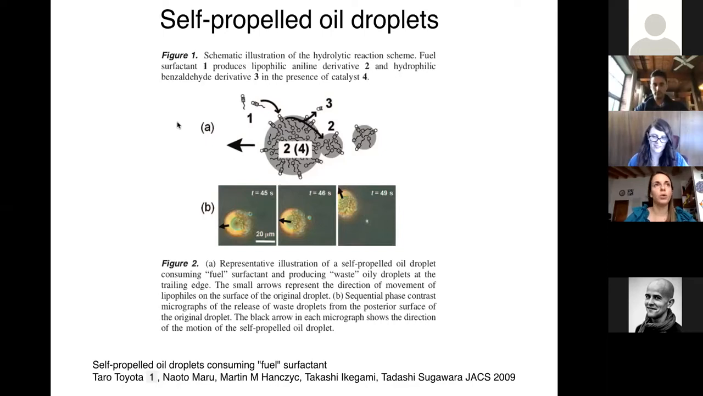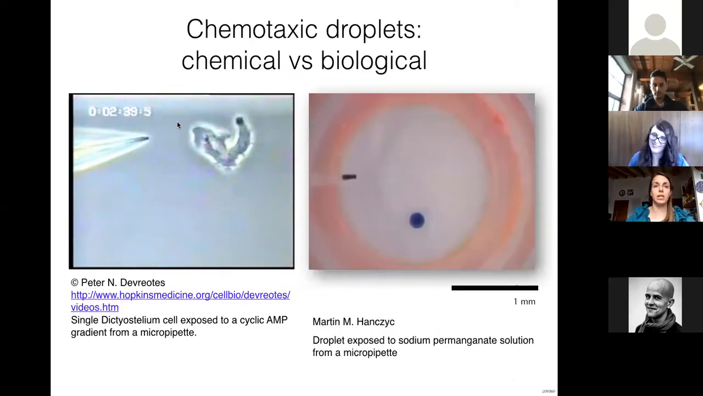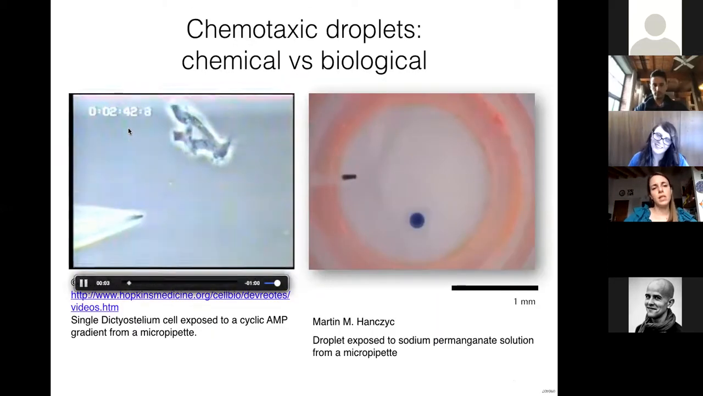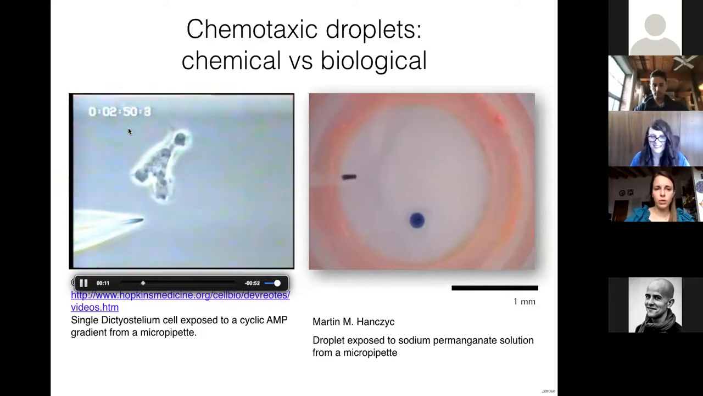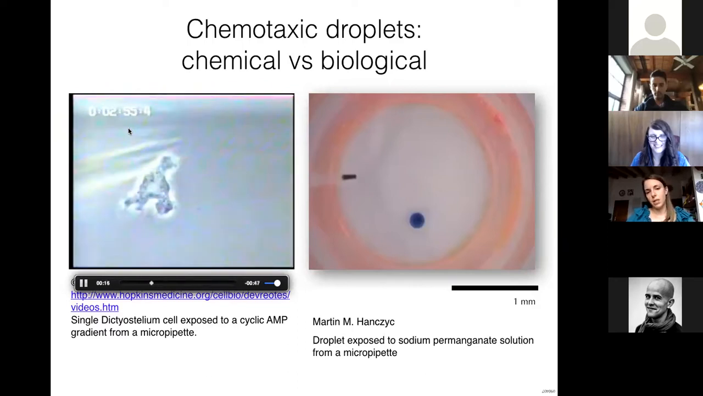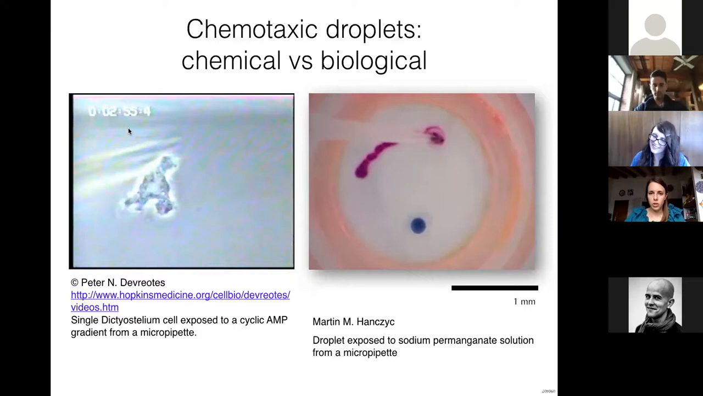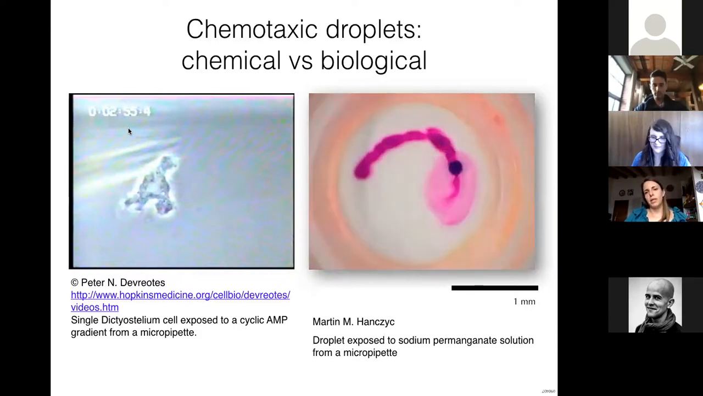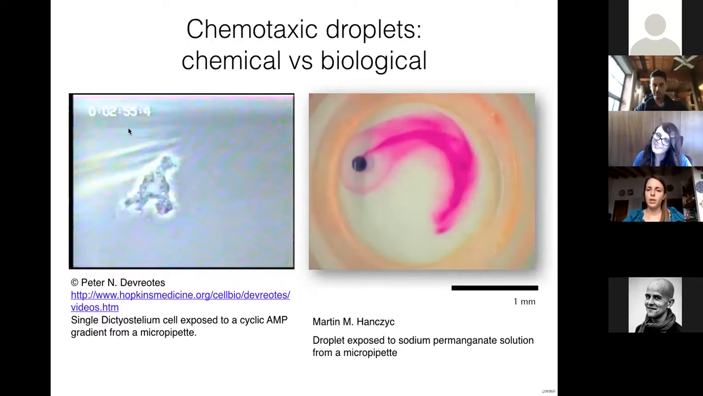So this, we could call it more like chemokinesis because it's, let's say, more uncontrolled, but these droplets show even chemotaxis. Chemotaxis is a behavior that normally we can see in nature. For example, this video is showing you how Dictyostelium is moving towards a source of cAMP. At the same time, this other video made by Martin Anczic shows the oil droplet, that in this case is of decanol and is blue, following a gradient of sodium permanganate that is created in its environment.